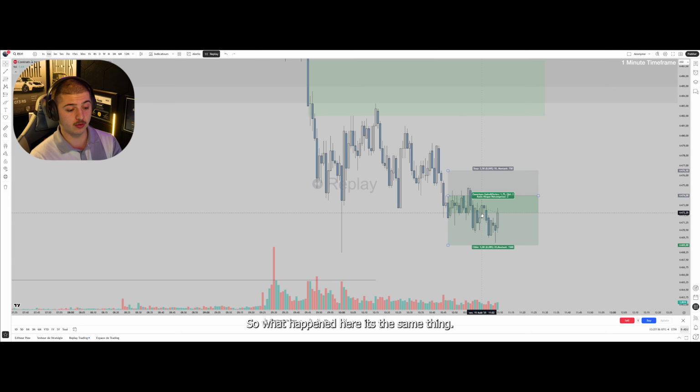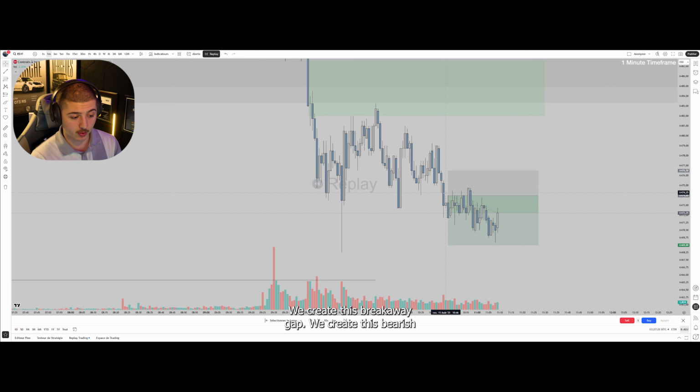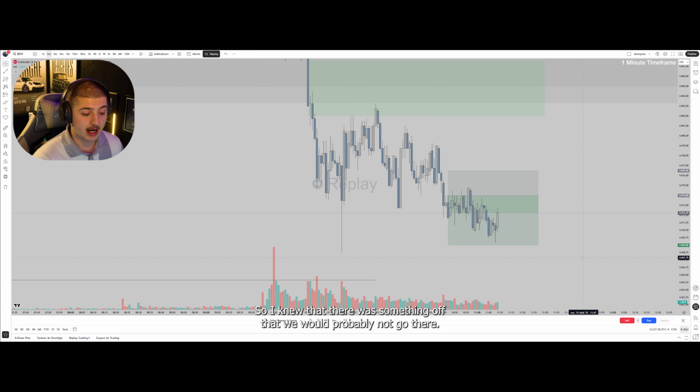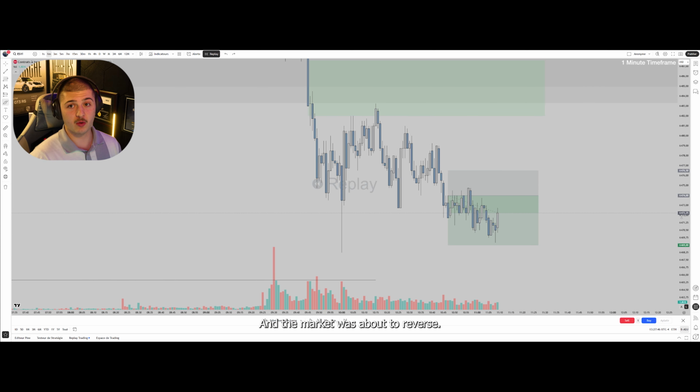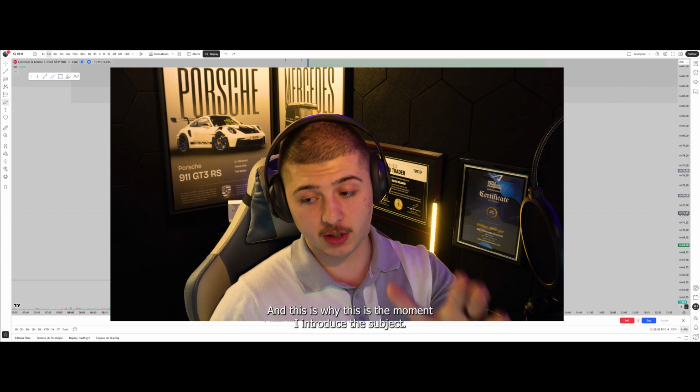So what happened here is the same thing. We create this breakaway gap, we create this bearish fair value gap, but now I'm getting to that trade and we don't create a new one. So I knew that there was something off, that we would probably not go there, and the market was about to reverse. So at that moment, what comes into play? Chart time, watch time, whatever you call it. And this is the moment I introduce the subject.